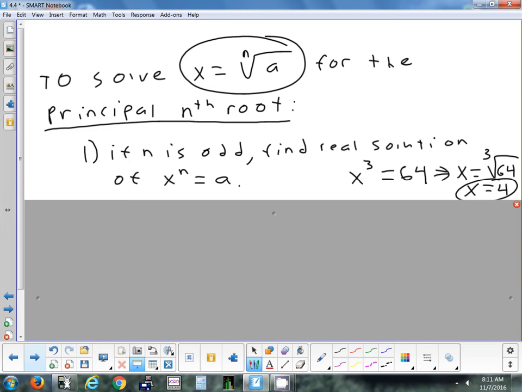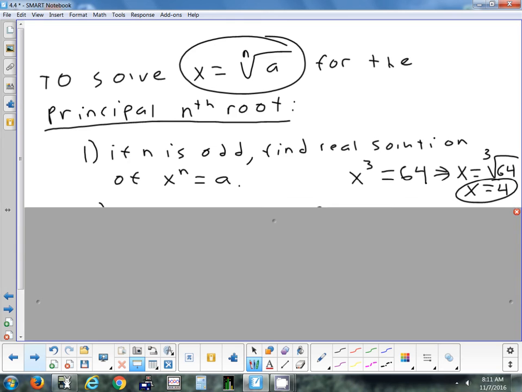All right, so when you have an equation with an odd exponent, you just take that root of each side. So if it's a 5th exponent, take a 5th root. If it's a 13th exponent, take a 13th root. Okay, whatever you have to do on both sides.